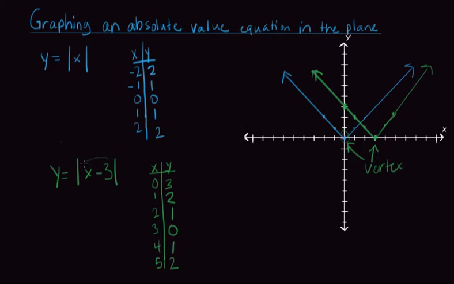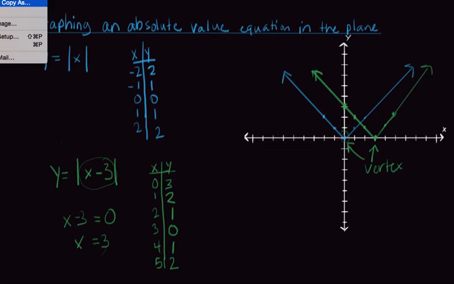So whatever is inside the absolute value, in this case it's x minus 3. Wherever x minus 3 is equal to 0, that's where the vertex is in terms of the x. So in this case, it's where x equals 3. This is the x value of the vertex. Okay, so that's going to help us. So let's remember that the x value of the vertex is wherever the inside of the absolute value is equal to 0.